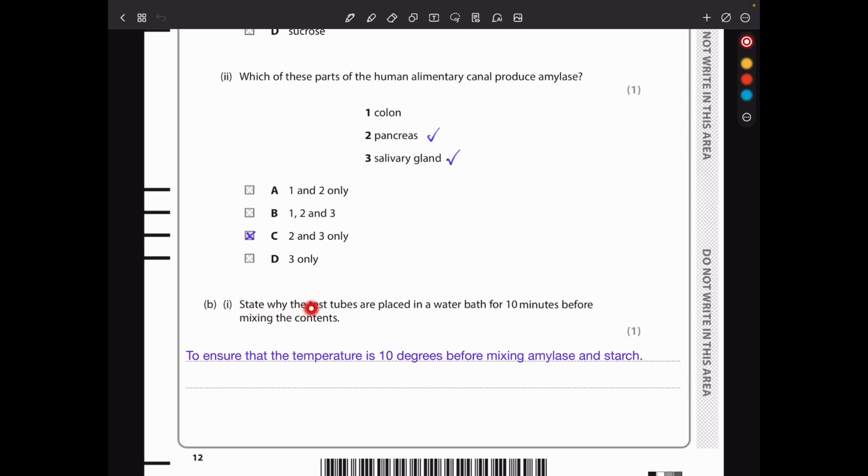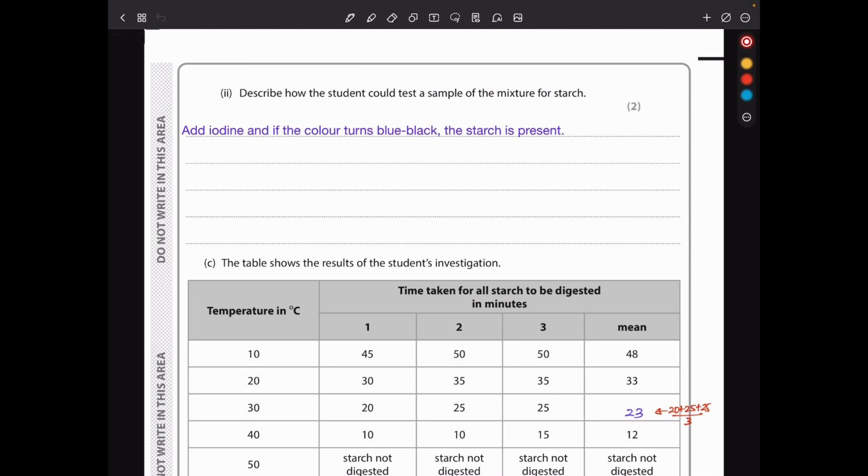Then they say state why the test tubes are placed in a water bath for 10 minutes before mixing the contents. This is to ensure that the temperature is 10 degrees before amylase and starch are mixed. Then they say describe how the student could test a sample of the mixture for starch. In this case, you use iodine solution and observe the color change.